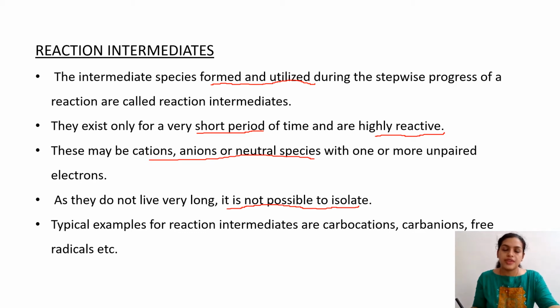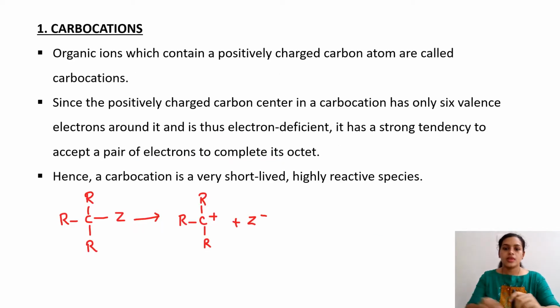Only one or two, a very few reaction intermediates have been isolated and studied separately, but normally it's impossible to isolate them. The most important typical reaction intermediates are carbocations, carbanions and free radicals. The first one is carbocations.